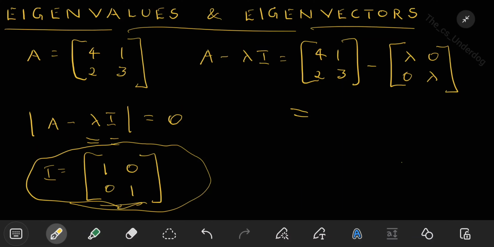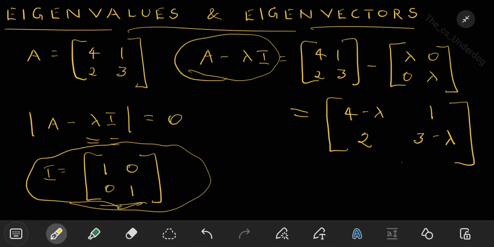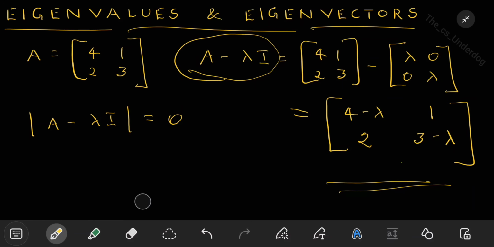So this matrix will be 4 minus lambda, 1. Sorry, this is 1. 2 minus 0 is 2. 3 minus lambda is 3 minus lambda. So your matrix A minus lambda I will become 4 minus lambda, 1, 2, 3 minus lambda. What is the next step? You want to take the determinant of this matrix and equate it to 0.